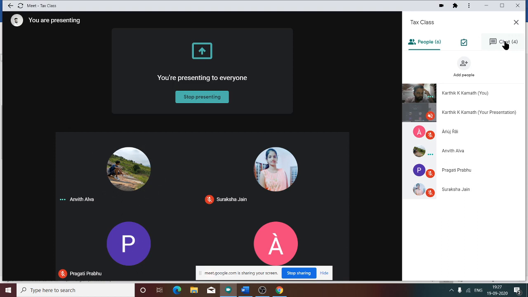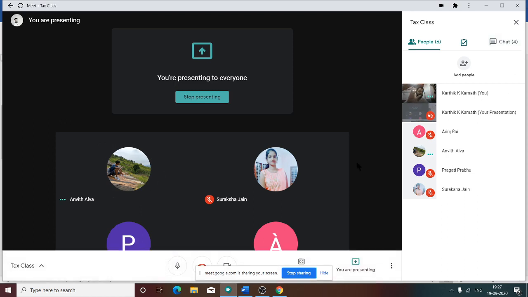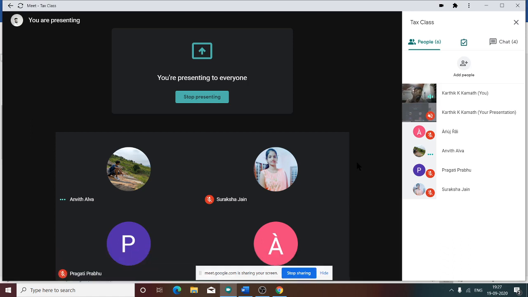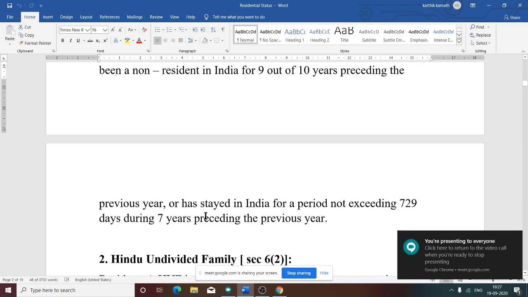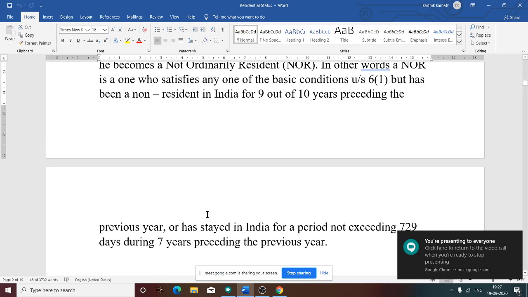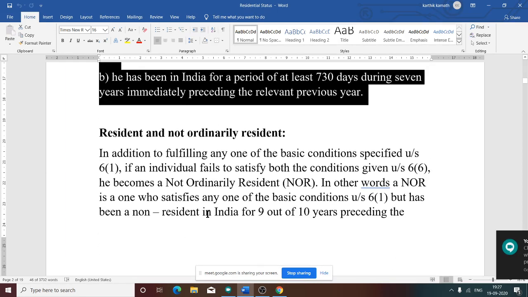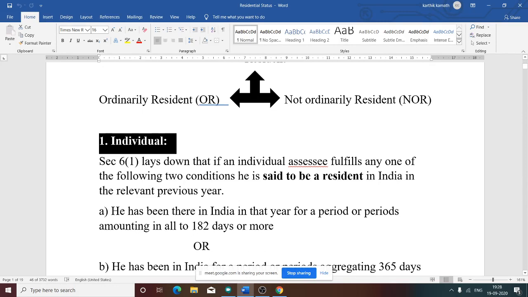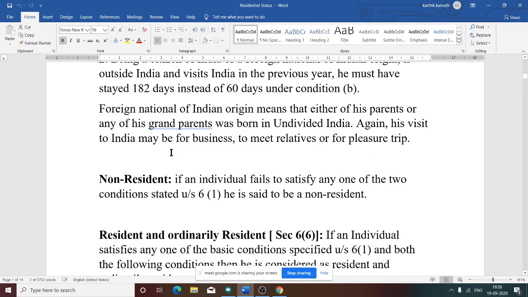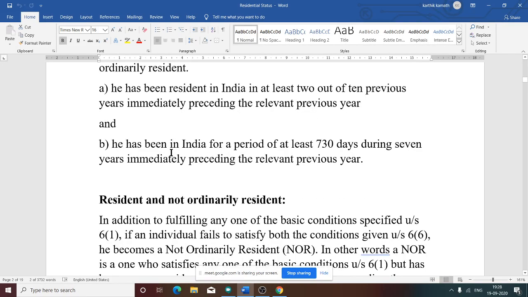Okay. Yes, Anvit? Yes, sir. So you will come to know while solving the problem. For residential status, the number of days we need to calculate, and it will be more clear. Now this is the theory part, so you need to understand the theory part first. We discussed the residential status of an individual assessee in the last class, and again I have discussed it with you.